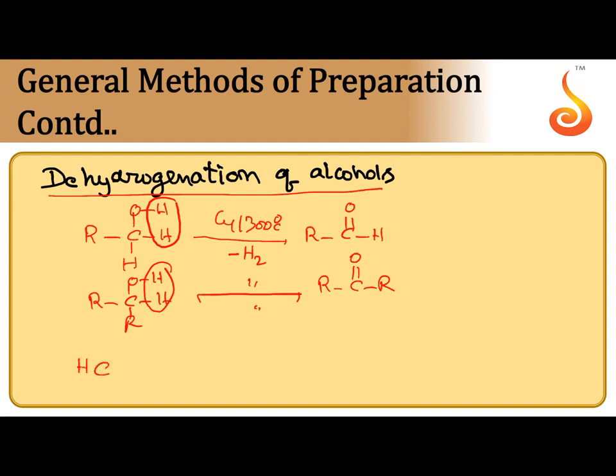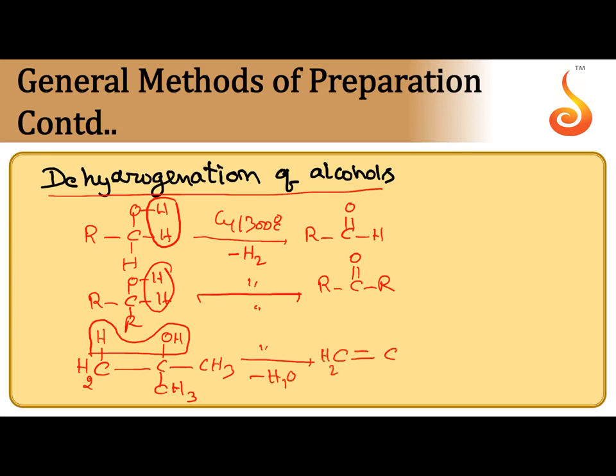Since H2 is removed from the substrate, this process is called dehydrogenation. If it is a 3-degree alcohol, instead of dehydrogenation, dehydration takes place. OH from the alpha carbon and H from the beta carbon are both removed in the form of H2O. So dehydration is preferable, producing an alkene.